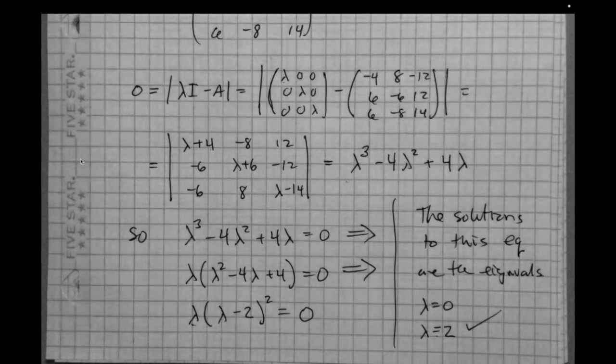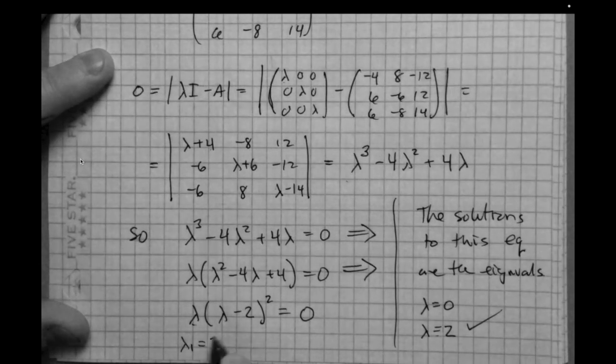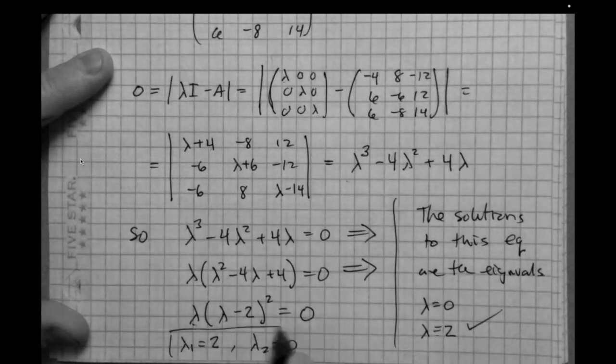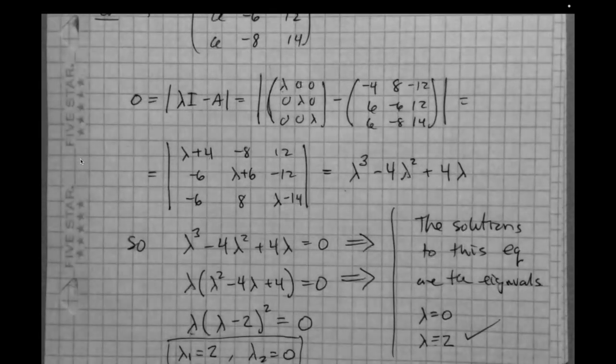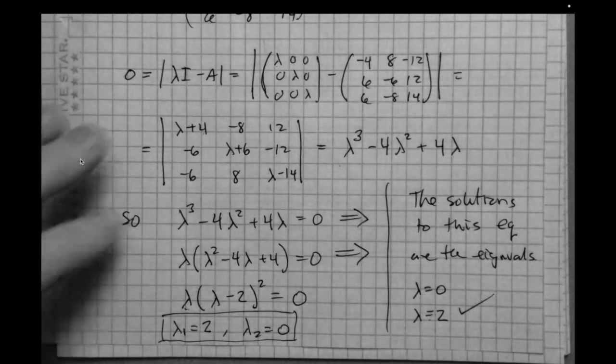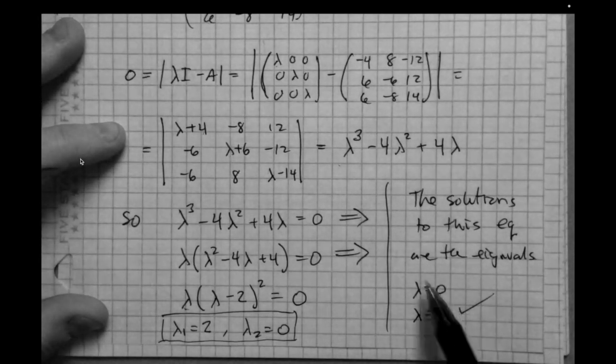Okay. Now we usually want to label these in some way. And I think the convention is to have them labeled in descending order. Okay, so you've got your two eigenvalues. Lambda 1 is 2, lambda 2 is 0. Okay? So we have an eigenvector for lambda equals 2. Let's go find an eigenvector for lambda equals 0. How would we go about that?